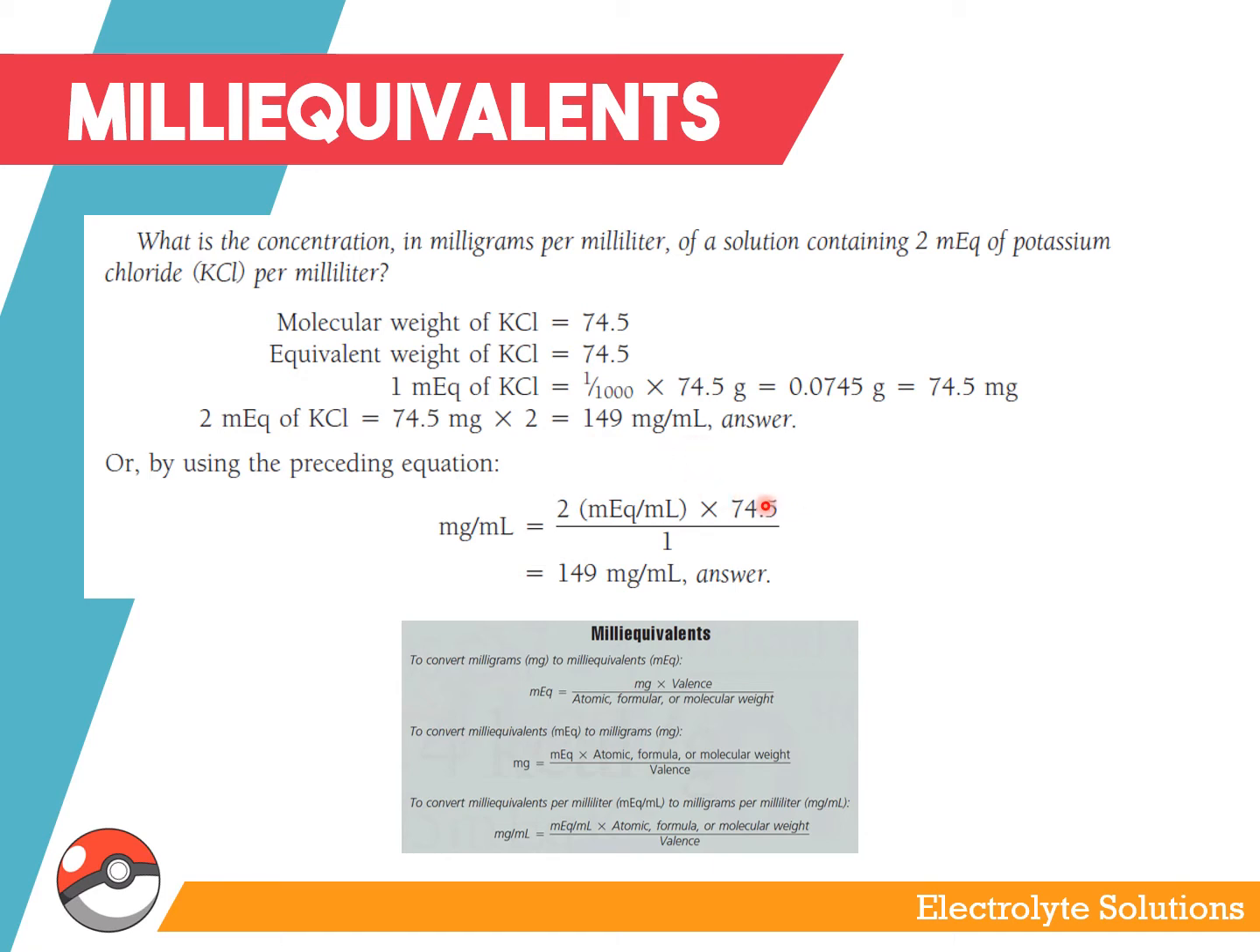We may also use this equation: the milliequivalents per ml times the atomic formula or the molecular weight over the valence. So the answer is 149 milligrams per ml. This seems to be easier, so you just memorize this formula.